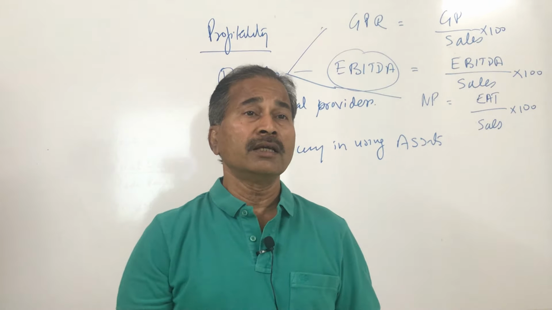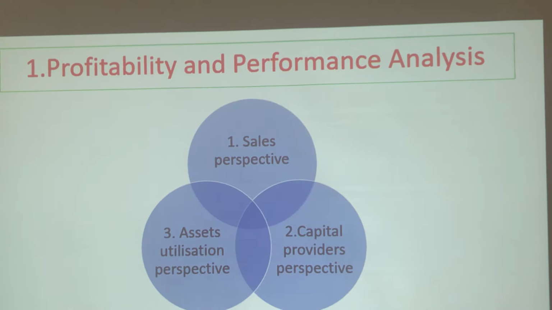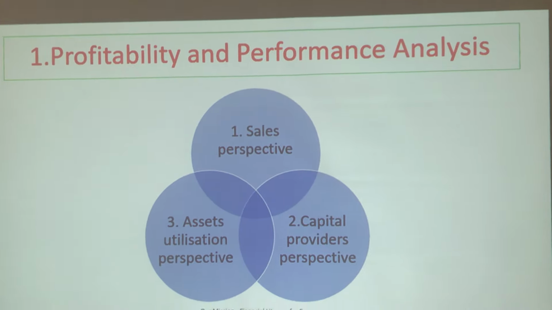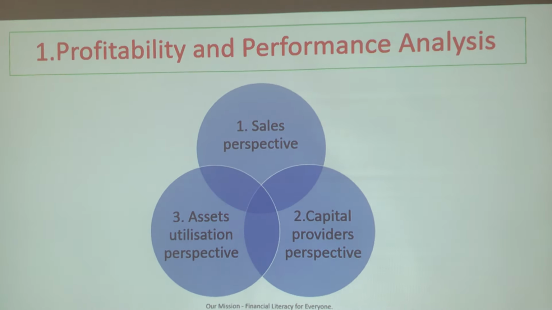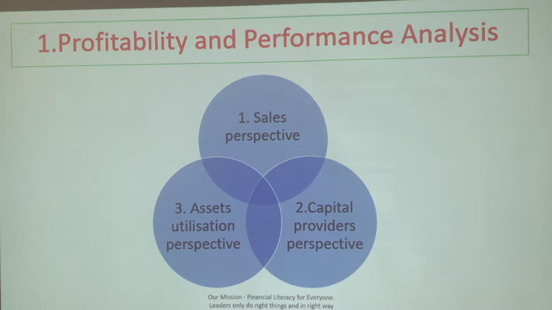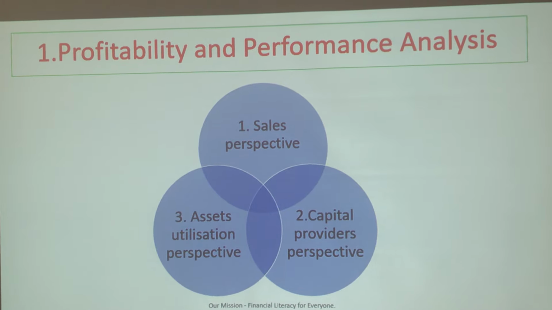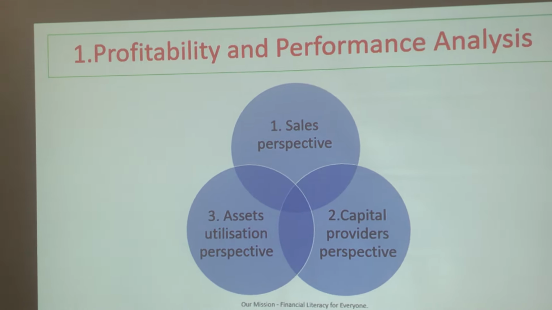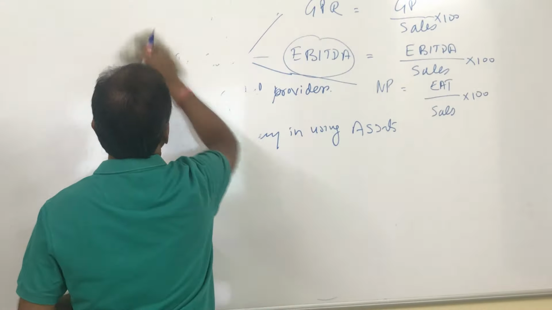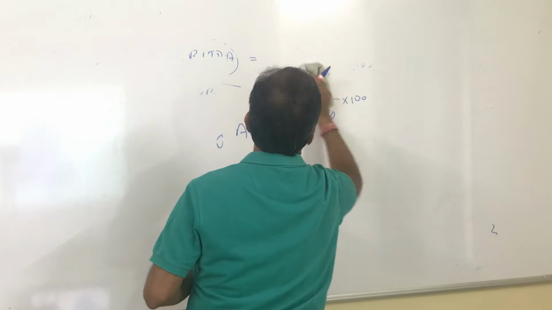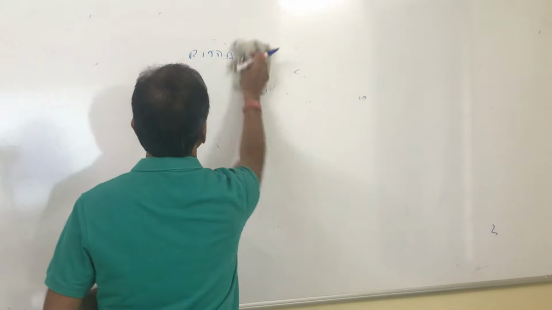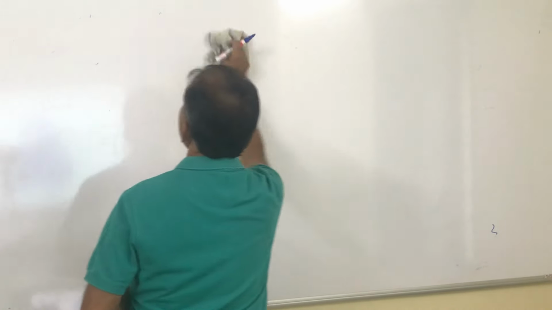The second angle is from the perspective of capital providers. Now, how do we evaluate profitability of a business from the perspective of capital providers? So from the perspective of capital providers, again we can calculate a number of ratios. So which are the ratios that we can calculate? First of all we need to understand who are the people who provide capital to a business.